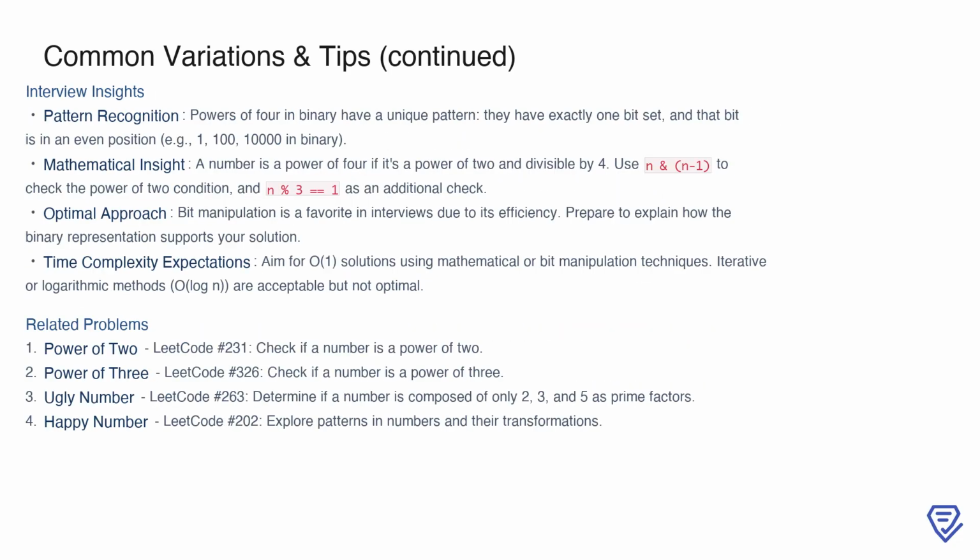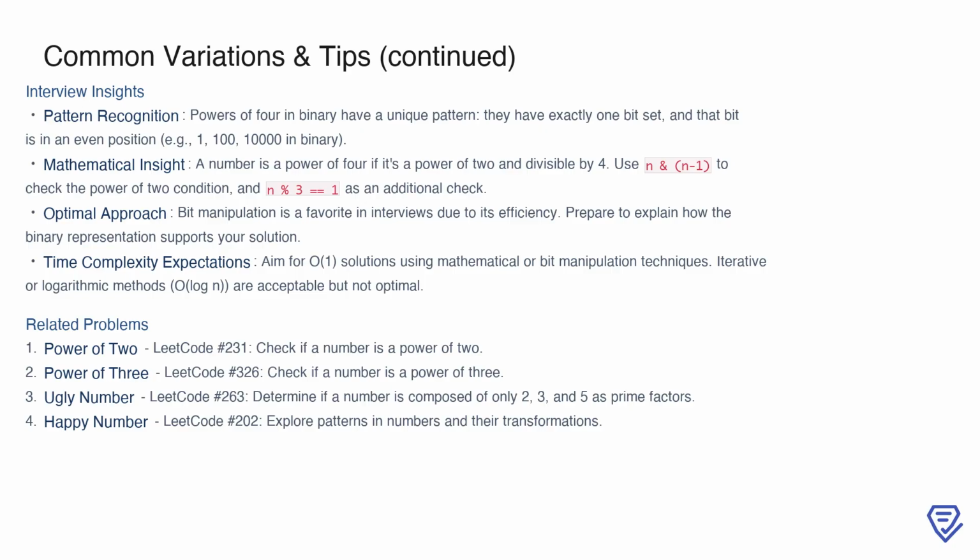Understanding the unique patterns and properties of powers of 4 is key to solving this problem efficiently. In binary, these numbers display a clear structure. They have exactly one bit set, and that bit always appears in an even position, such as 1, 100, or 10000. Mathematically, a number is a power of 4 if it's a power of 2 and divisible by 4. You can verify the power of 2 condition using n & (n-1), and confirm divisibility by checking if n % 3 equals 1. Interviewers often favor bit manipulation for its efficiency, so be prepared to explain how binary representation supports your approach.